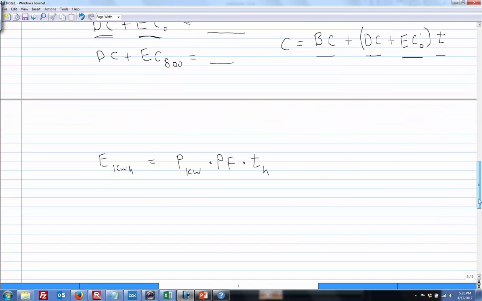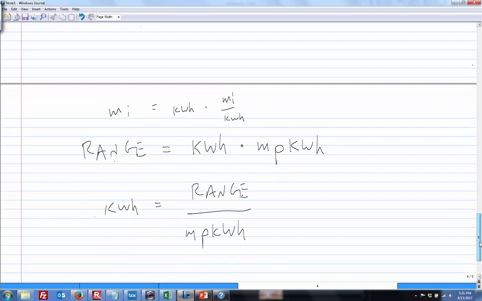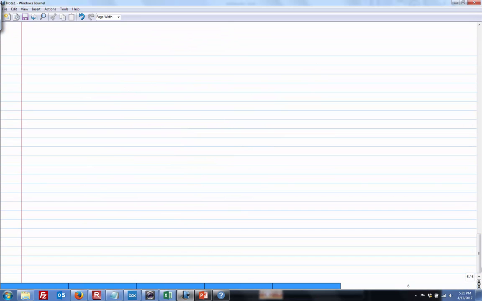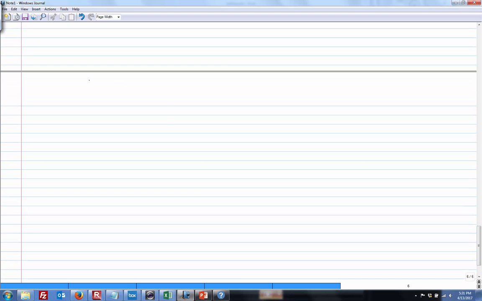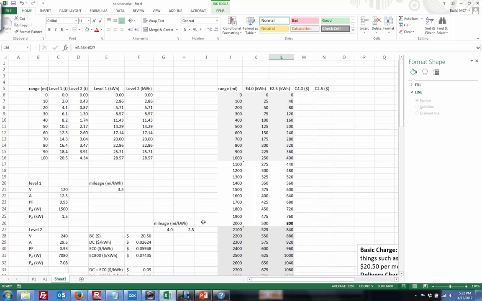This problem seems super simple at first, didn't it? Yeah, at first. Okay. So dollars per mile equals dollars per kilowatt hour times kilowatt hours per mile. So the first one asks us to do dollar per kilowatt hour.